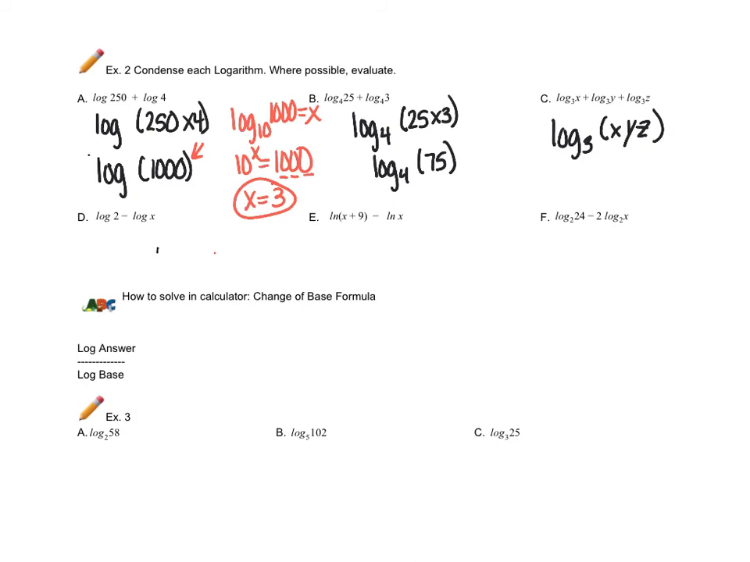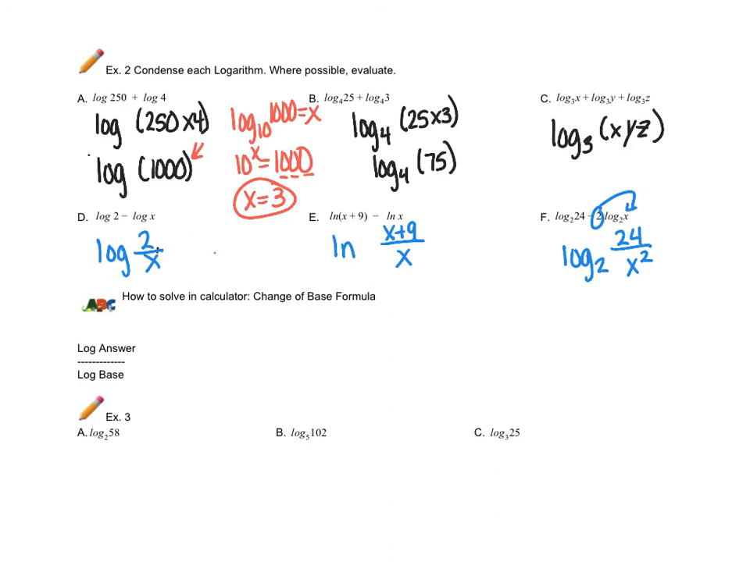For letter D, we notice that there's a subtraction. So when we have subtraction, we condense with division. So log 2 divided by x. ln is the same as a natural log, so those properties are the same. We condense it with division. And then this little 2 goes to the x squared, so when we condense this, the 24 goes over x squared.